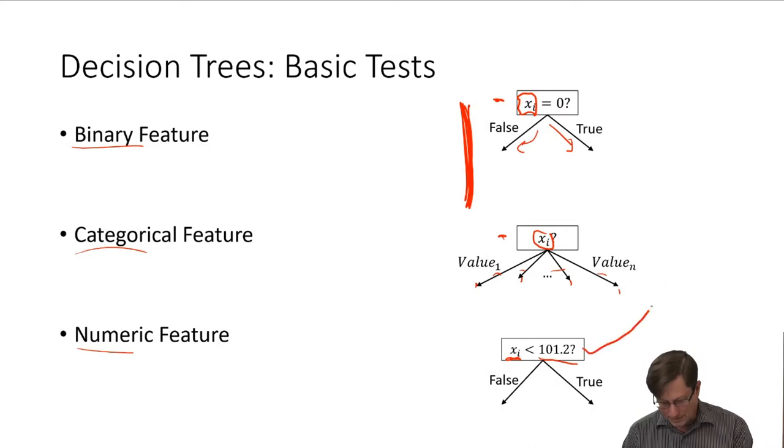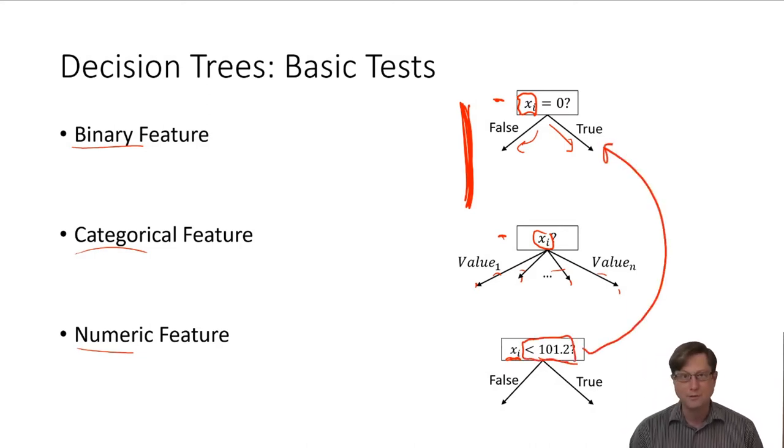So the simplest case is to turn it into a binary decision with a particular threshold, greater than or equal to or less than, whichever way you want to do it. So these are the three things that we're going to have in our simple decision trees we'll be talking about in the first assignment, and probably throughout everything we do.